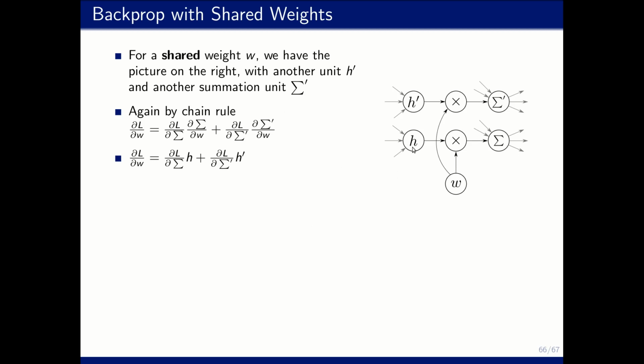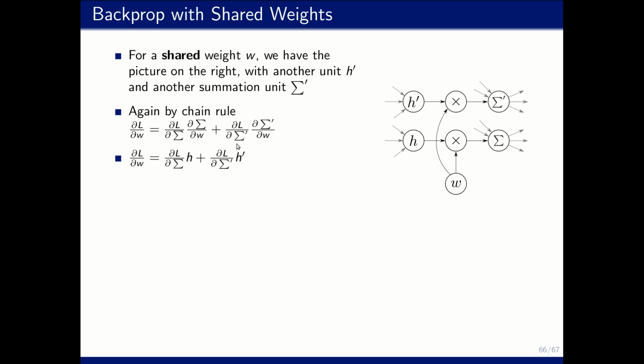So we have again one unit H, and we have another unit H prime. So this might be somewhere else in the computational graph. And now what happens with a shared weight is just that this weight is used 2 times. So it weights the output of this neuron, but it also weights the output of this other neuron. So it's one weight, but it weights the output of 2 different neurons, and this weighted output gets input to some next neuron.